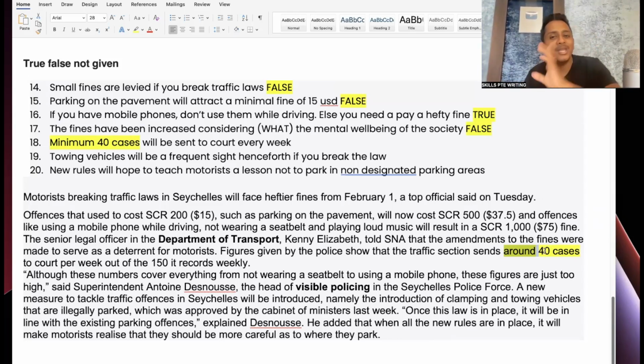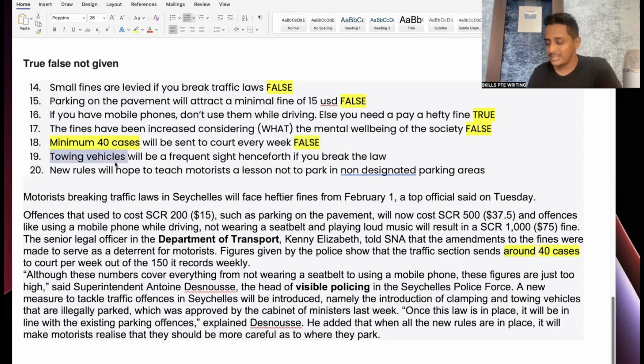It cannot be minimum 40. Minimum 40 means it cannot be 39. It can only be above 40, 50, 60, 70, 80, 90, because up to 150 it is there. Around 40 cases, some 90 cases are not sent. Minimum 40 is actually contradicting what is given. Minimum 40 means 50 is also correct, 60 is also correct. But here around 40 means approximately 40, around the 40 area. It's contradicting. So it is false.